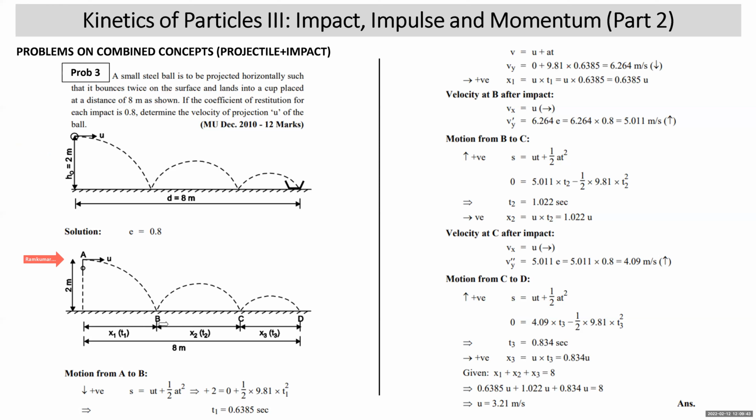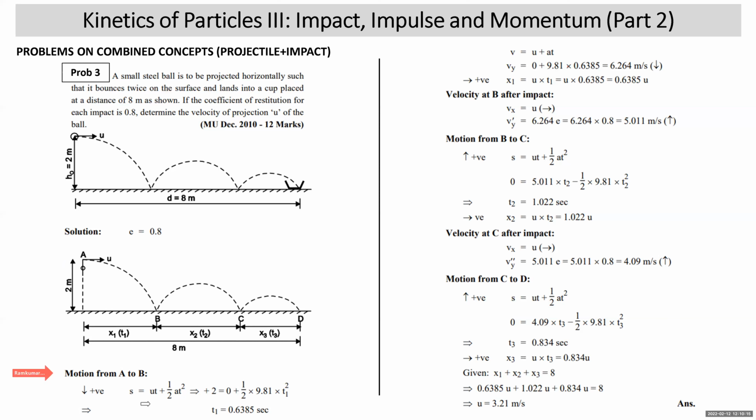At B, it is oblique impact. At C, it is oblique impact. I'm considering that when the projectile is thrown horizontally, the vertical component of velocity is 0, which we have marked as 0. Taking A to B, the horizontal distance is x1 and time t1. B to C, the horizontal distance is x2 and time taken is t2. C to D, the horizontal distance is x3 and time t3. x1 plus x2 plus x3 is the total distance between A and D. The total horizontal distance between A and D is 8 meters. That's what is given. Now we start with projectile motion from A to B.